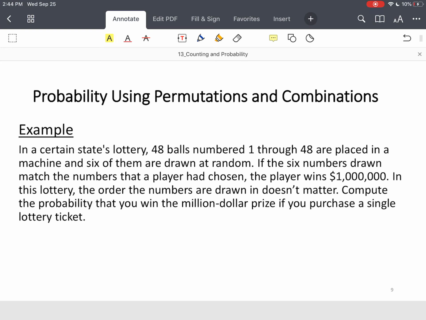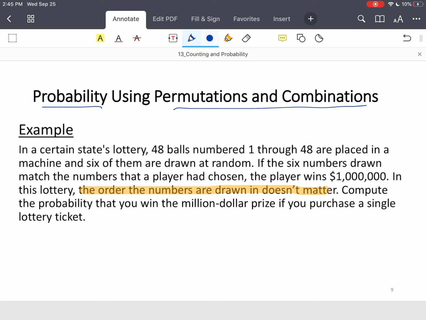In this lottery, the order the numbers are drawn doesn't matter. That phrase tells me this is a combination. Compute the probability that you win the $1 million prize if you purchase a single ticket. First thing we want to do, you've got to combine a couple different concepts: probability, permutations and counting principles, and combinations.